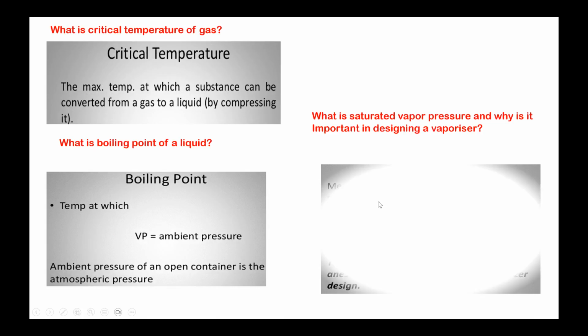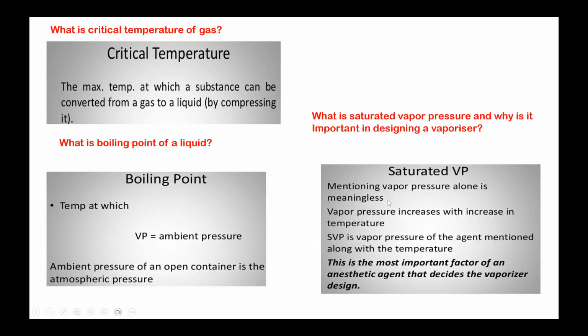The saturated vapor pressure: mentioning the vapor pressure alone is not sufficient. So vapor pressure increases with increasing temperature. So saturated vapor pressure is the vapor pressure of the agent mentioned along with the temperature. So this is the most important factor in an anesthetic agent that decides the vaporizer design.